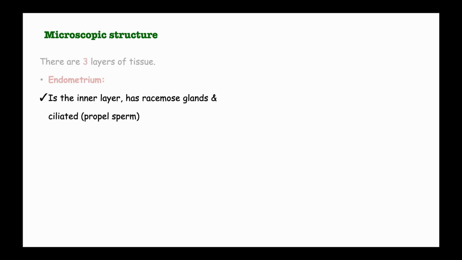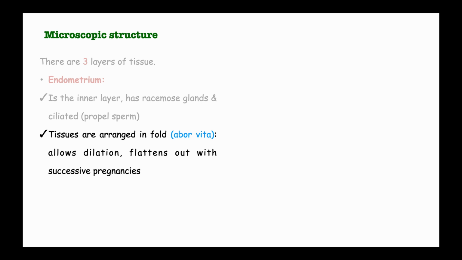Now, the tissue inside the endometrium is arranged in folds, which we call the arbor vitae. Now, this arbor vitae is able to dilate during labor. It allows dilatation of the cervix and also prevents it from trauma. Now, in a multigravid patient, the arbor vitae becomes flattened out with successive pregnancies. And so in the multigravid patient, you may not be able to visualize these foldings of the endometrium.